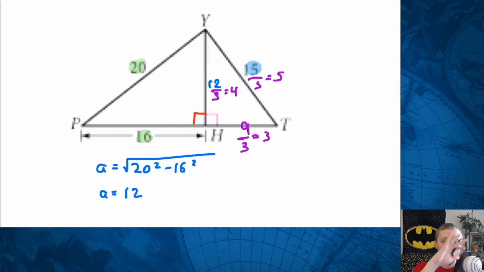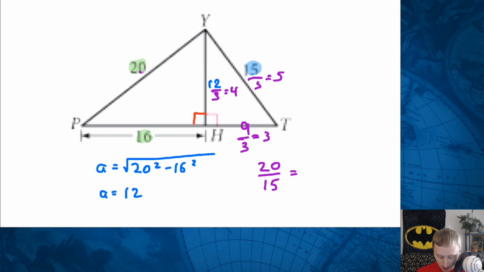Now we have all the measurements. We have all three sides of both triangles. So now we can set up any ratio you like. We can say hypotenuse, 20 over 15.